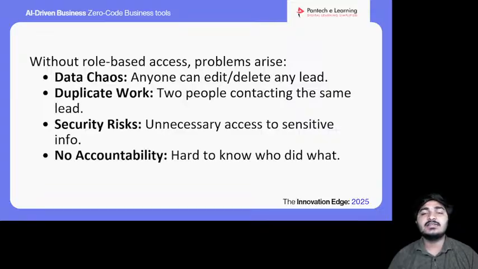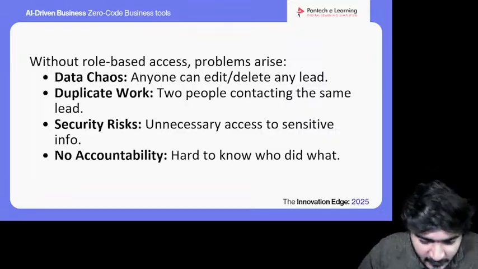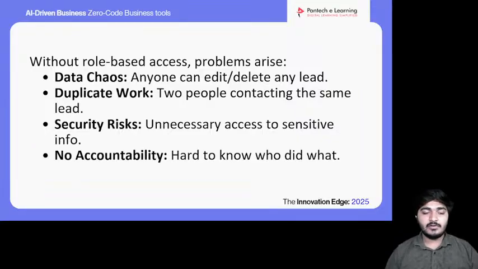The third thing is security risk. Security risk is the basic one. If we let it stay open, anyone can access it and anyone can cause problems within it. So there is unnecessary access to sensitive info. If they have all that info about our leads, it causes loss and tension. So that's the third thing.